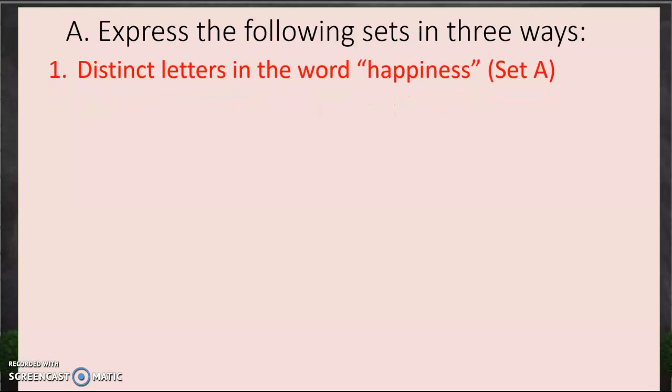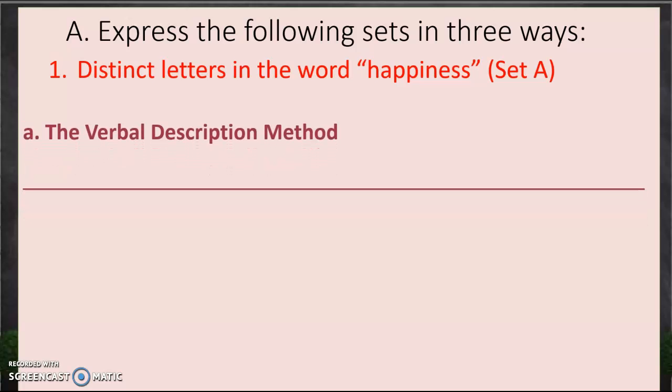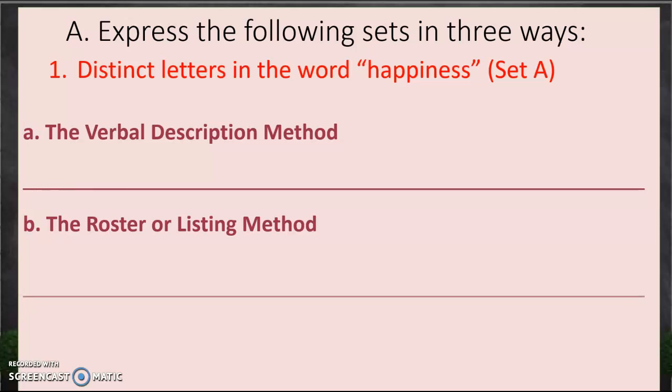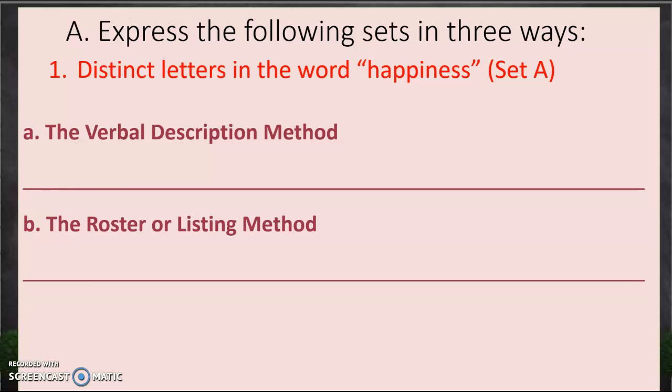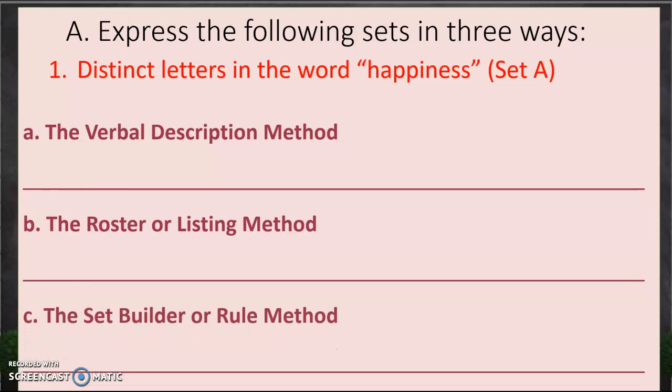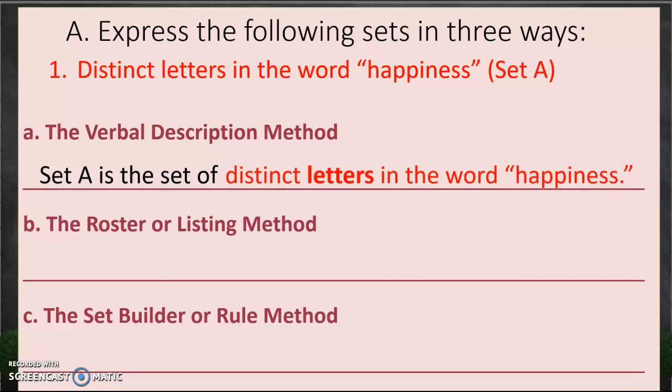Number 1, distinct letters of the word happiness. We will name it set A. The verbal description method uses a sentence. The roster or listing method, you just list all the elements. Then letter C, set builder, where you just give the rule. So set A is the set of distinct letters in the word happiness. That is the answer for letter A.